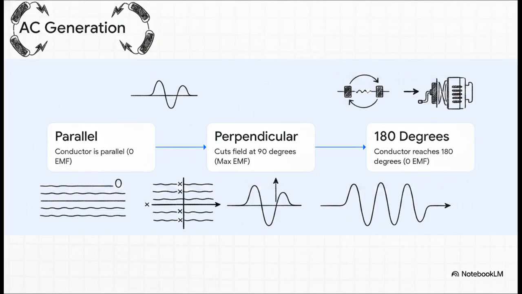Then, in step 3, it hits 180 degrees. It's parallel again, and the voltage drops right back to zero. If you keep spinning it, it cuts the field going the other way, creating a negative voltage. So that continuous physical rotation literally draws out a perfectly continuous sine wave.